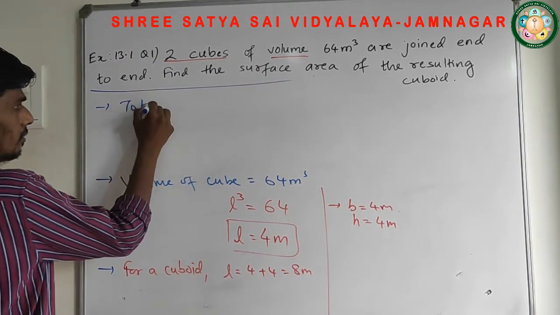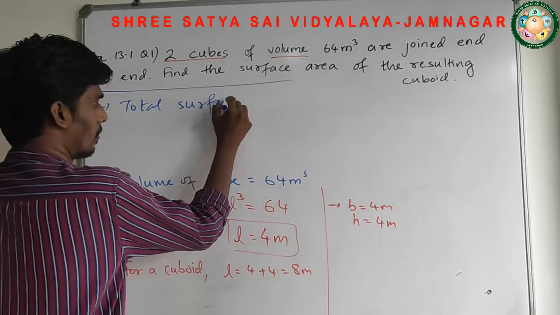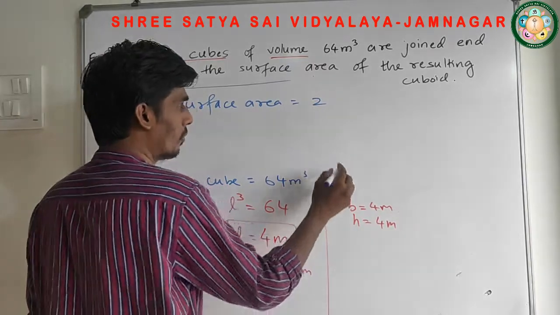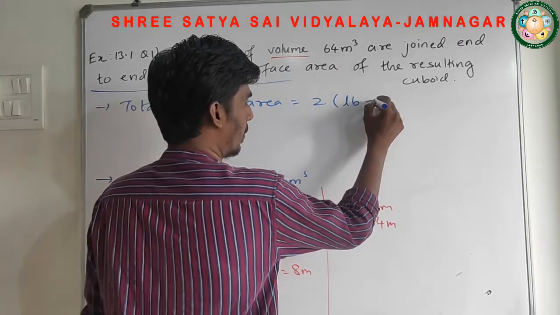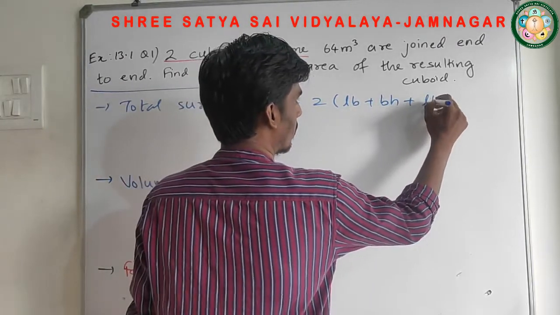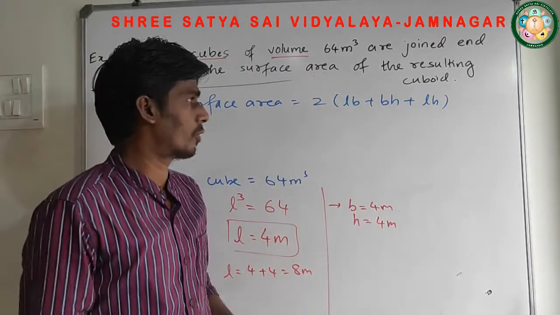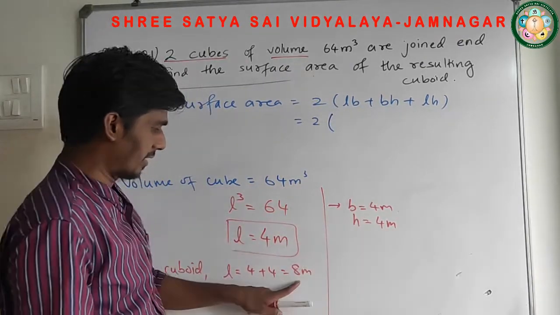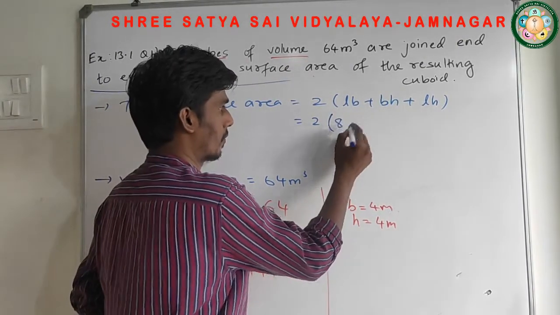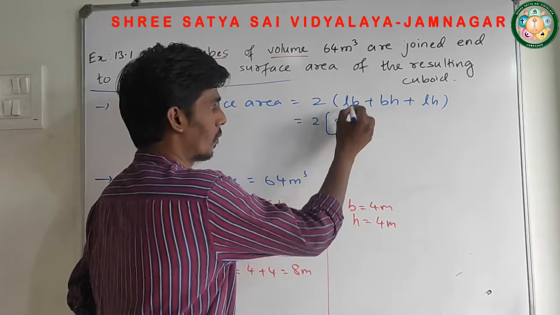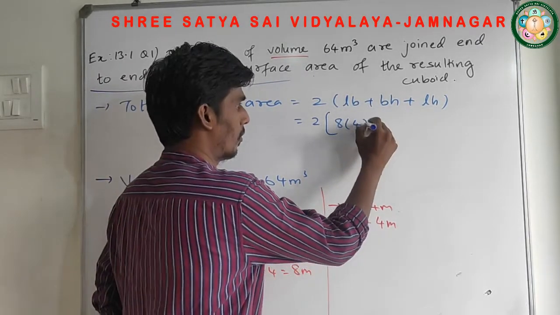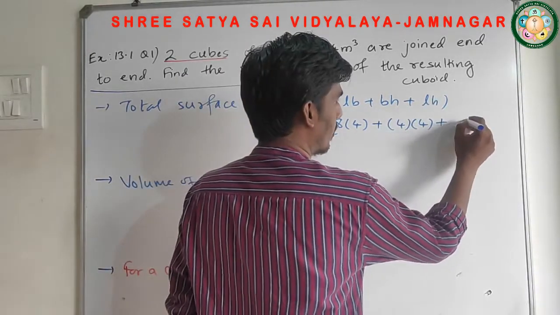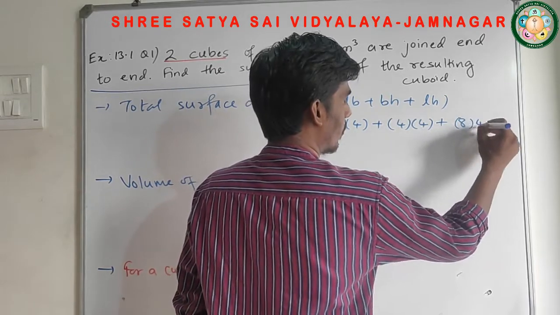So total surface area is equal to 2(LB + BH + LH). This is the formula for total surface area. Replace all the values. Length is 8. What is breadth? 4. Height is 4. What is length? 8. Height 4.